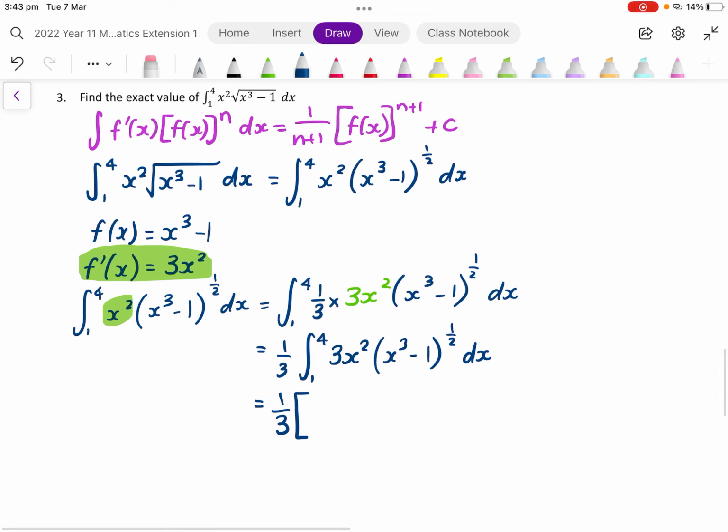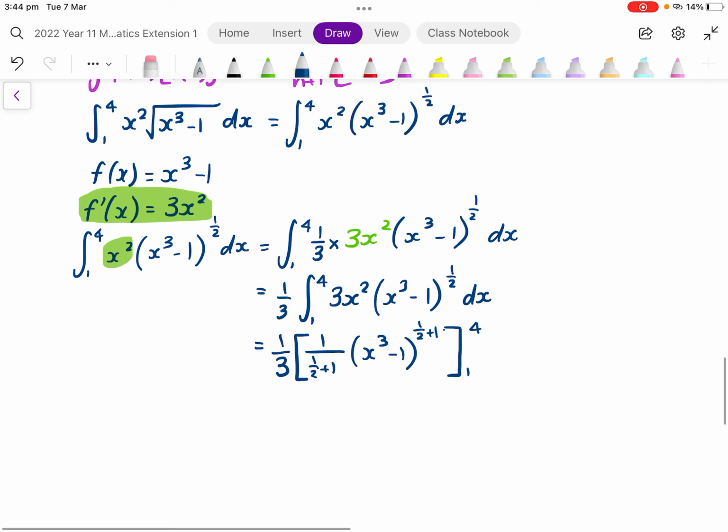So we'll have our third out the front, our 1 over a half plus 1, (x cubed minus 1) to the power of a half plus 1. And then instead of writing a plus c, what we need to do is put on our values that we're going to substitute in. Okay, now we need to tidy this up a bit.